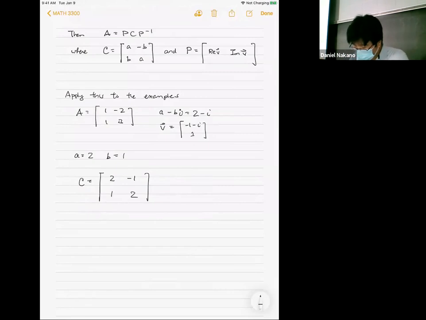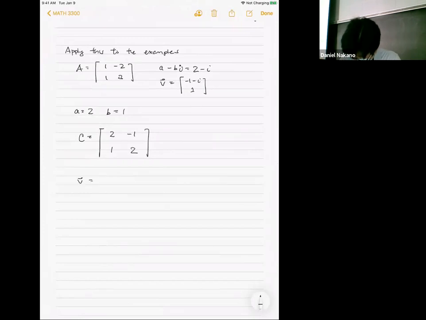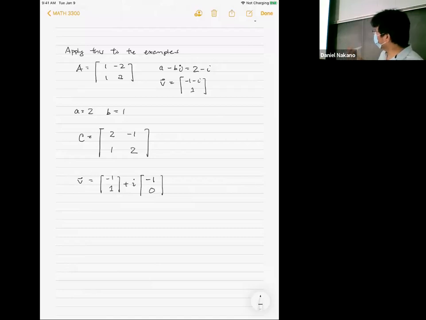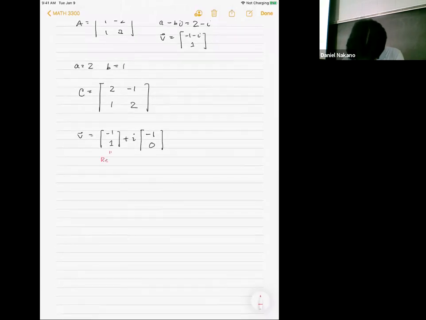Good. And then what I need to do is take the vector V and write it out in terms of the real part, so that's [-1, 1], plus the imaginary part. I can pull the imaginary part out. That's [-1, 0]. What is the coefficient down here? 0. So you write your eigenvector as the real part plus the imaginary part. This part, I can put in red here, is the real part of V, and this part here is the imaginary part of V, not including the i.